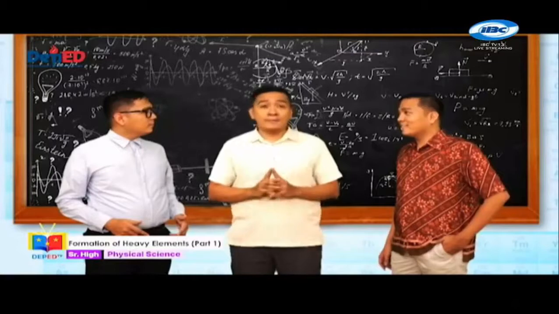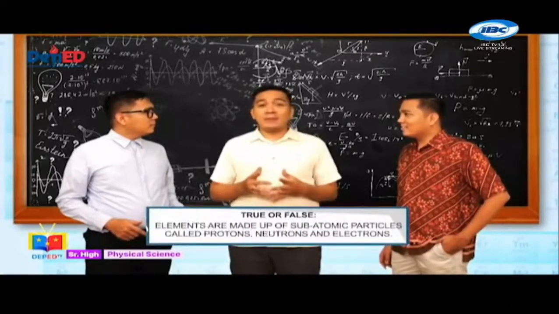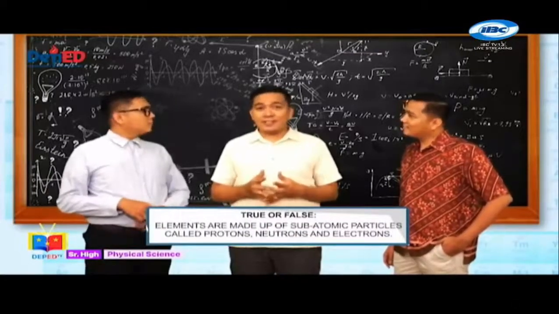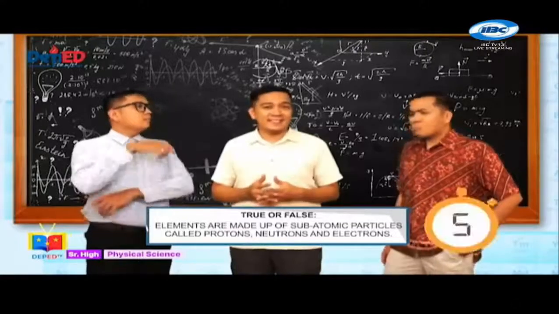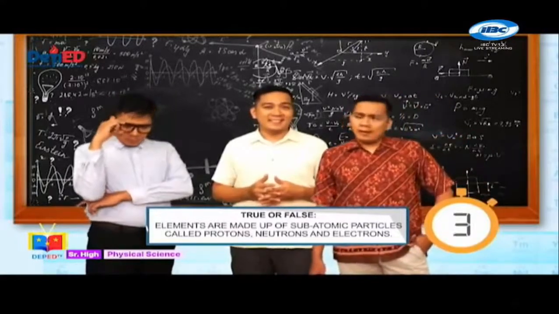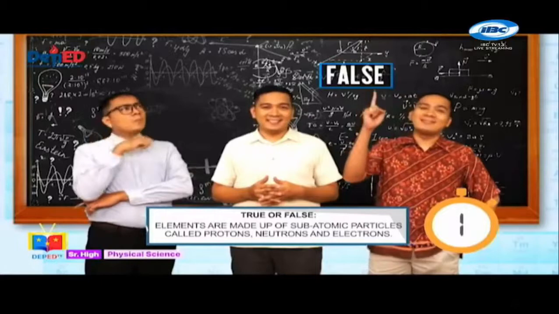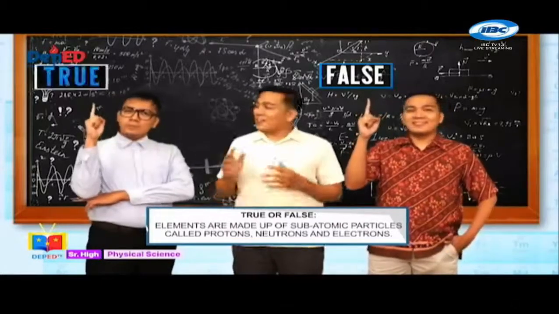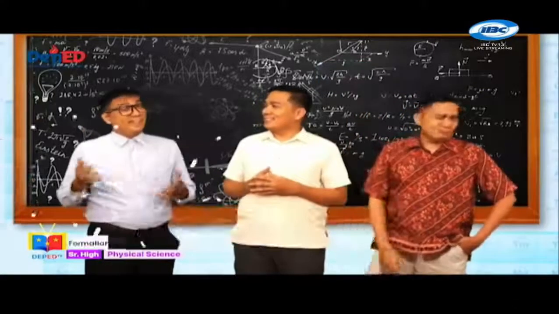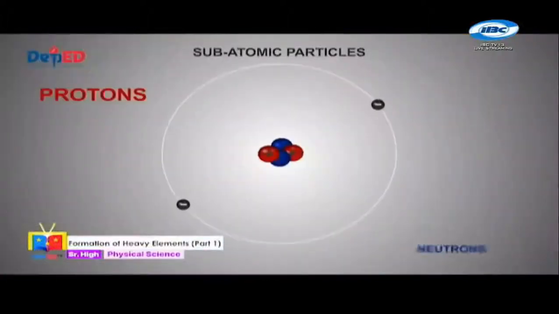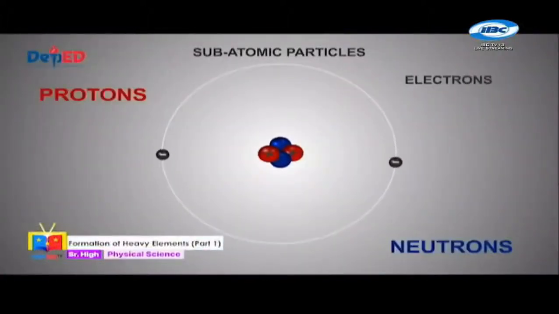True or false? Elements are made up of subatomic particles called protons, neutrons, and electrons. The correct answer is true. Yes, it's true. Protons are positively charged particles. Electrons are negatively charged particles, and neutrons have no charge.